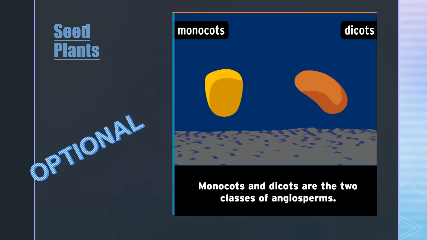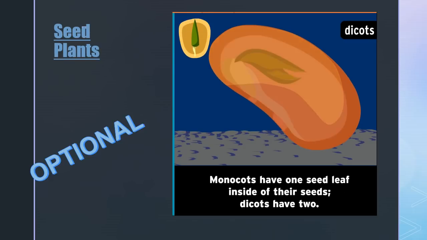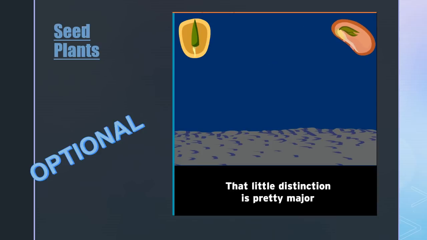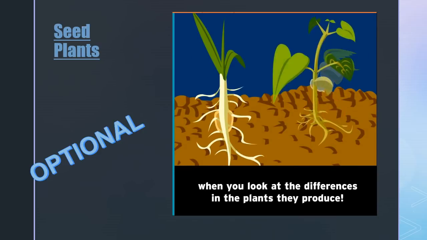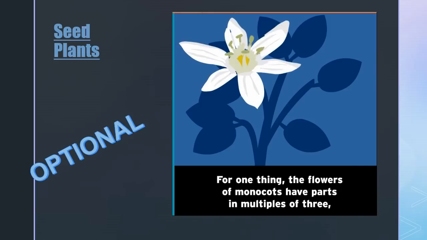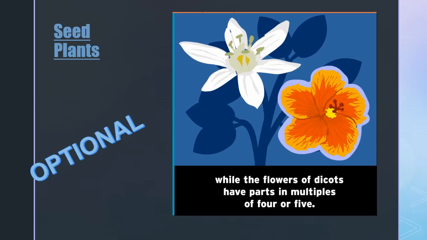Monocots and dicots are the two classes of angiosperms. Monocots have one seed leaf inside of their seeds, dicots have two. That little distinction is pretty major when you look at the differences in the plants they produce. For one thing, the flowers of monocots have parts in multiples of 3, while the flowers of dicots have parts in multiples of 4 or 5.